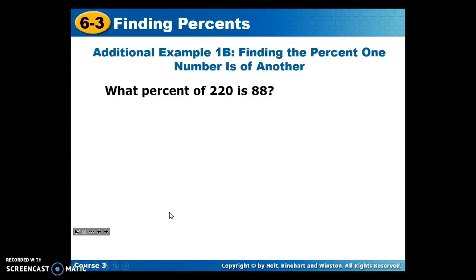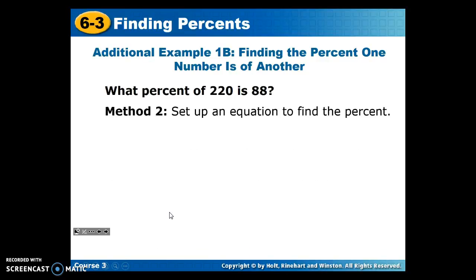Now, another option that we could do is we could make an equation for this. So just looking at this, what percent, the word what will give you a clue to what your variable is going to be. So again, we don't know what the percent would be, so it's going to be like your x. Now of, we could just say always means times. And then we have 220, and is always means equals 88. So this also works out.